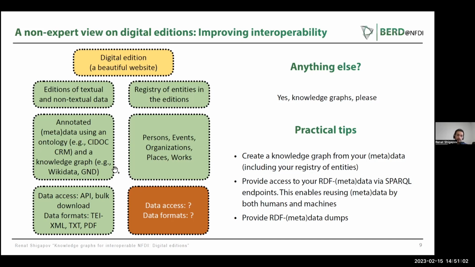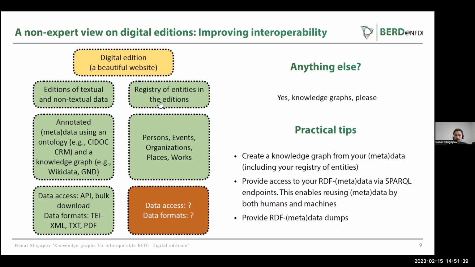And data is provided via API or bulk download in the community-driven format TEI XML, which is great. And a registry of entities has entities like persons, events, organizations, places, works. That's also very nice. So actually, if your digital edition already has these green boxes, it's already very good. But here something is missing, or let's say at least something can be improved.